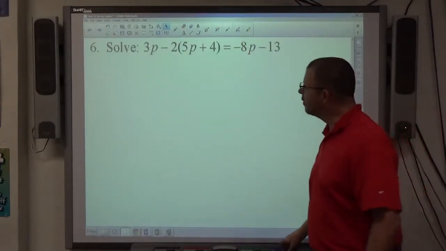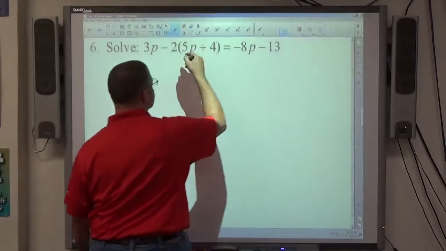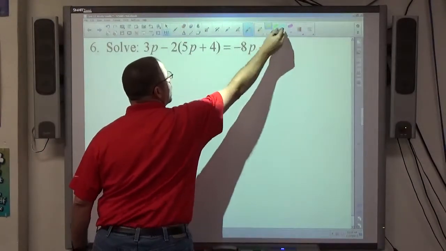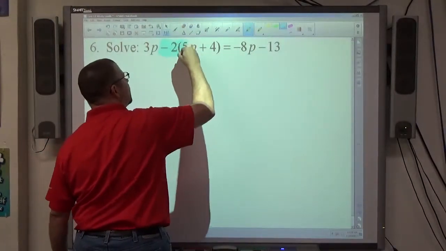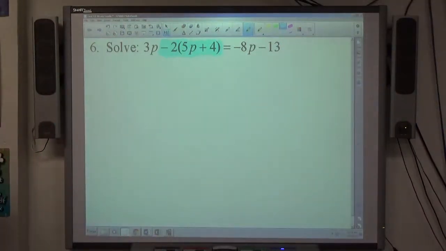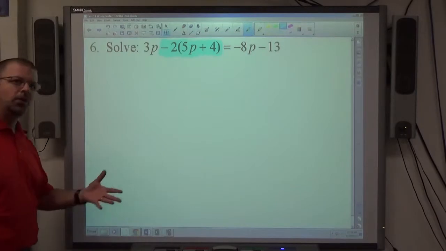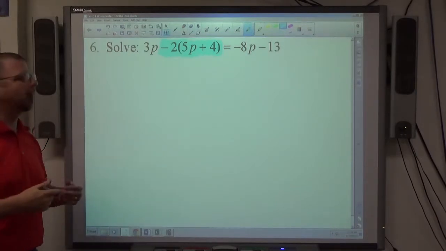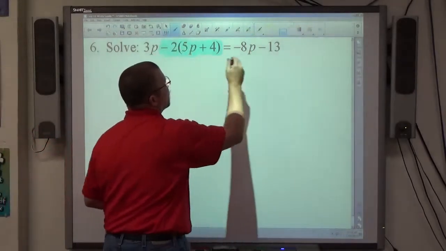Number 6, solve. This one has a parentheses issue in it, so we're going to deal with that first. So anytime you're solving equations, getting rid of parentheses should be your number 1 priority. Getting rid of fractions number 2, then combining like terms.